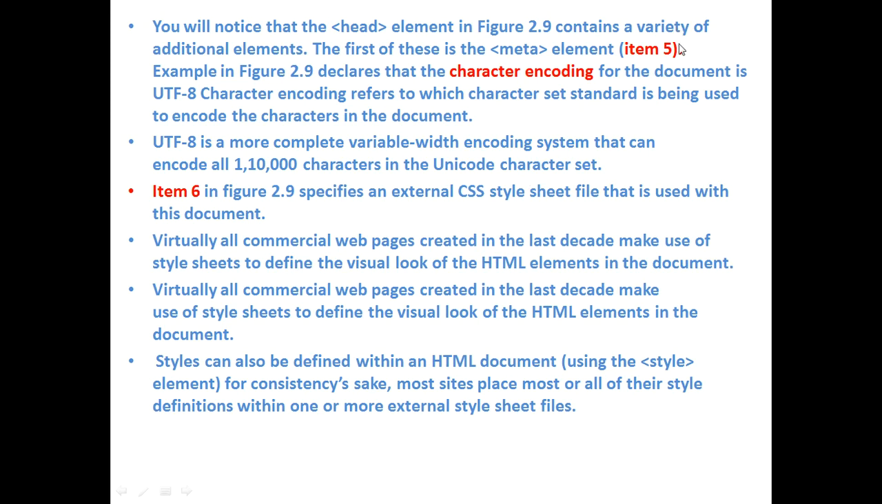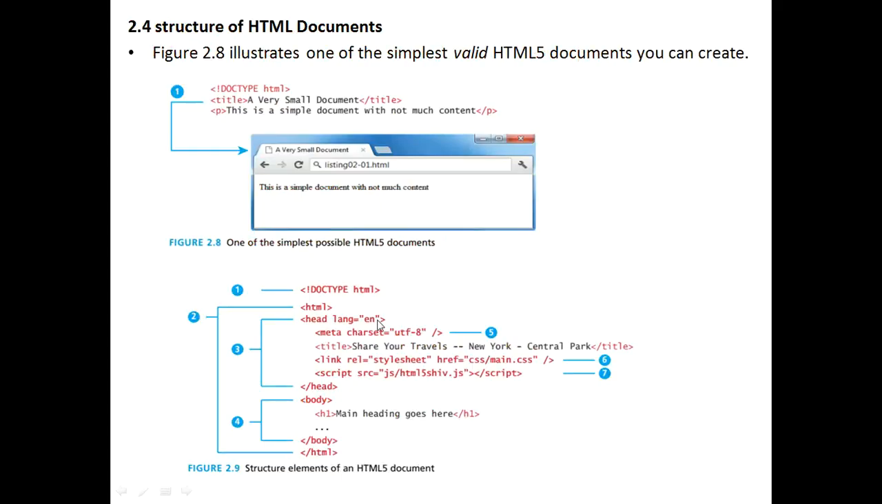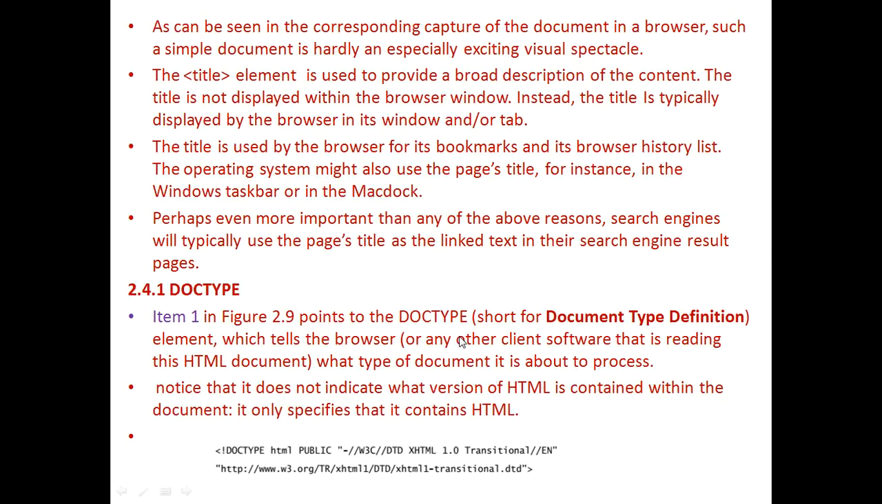Now it is section 5 we are discussing. You will notice that the head portion contains a variety of additional information. The first is a meta element, that is item number 5. What is a meta element here? Meta charset equal to UTF-8. Keep this one in mind, meta charset equal to UTF-8. Why we need this, we will discuss here.